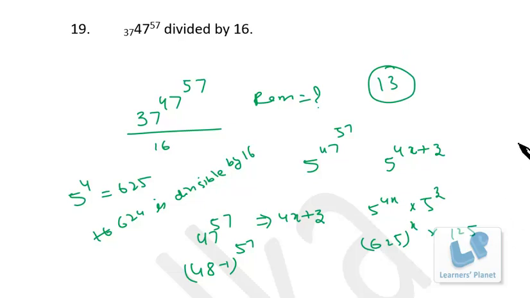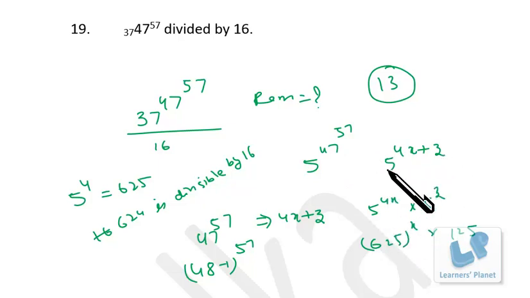So just listen to me carefully once again. 37 raised to 47 raised to 57. The first step is deduct 32 from it. That is a multiple of 16. So we get 5 raised to 47 raised to 57. Now in the power of 5, we have 5 raised to 4, that is 625, and 624 is divisible by 16. So that is just 1 less than 625. So I converted the power into 4x format. So the power is actually in 4x plus 3 format.